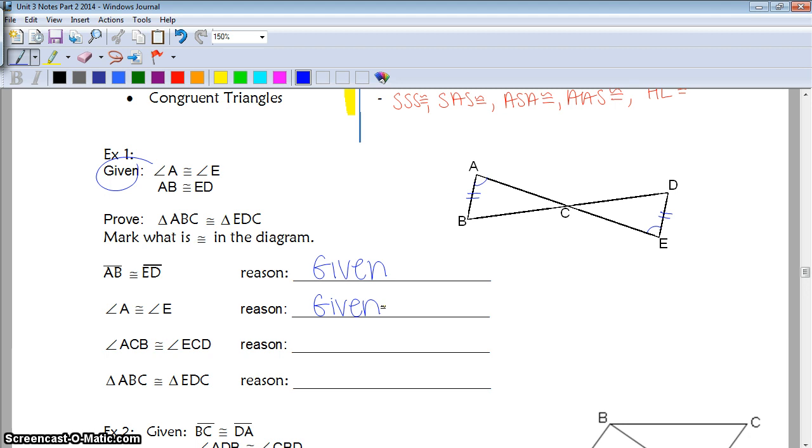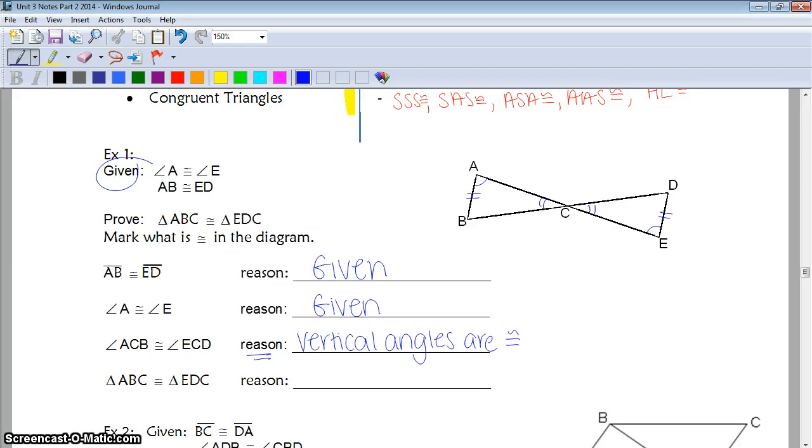Our next statement, angle ACB is congruent to angle ECD. By looking at that picture after you mark them, you should know that reason is because vertical angles are congruent. And everything you write down, it needs to be justified. So if that helps you think of, well, what's my reason? Think of what allows you to mark them in the picture. What are they called? What's happening?